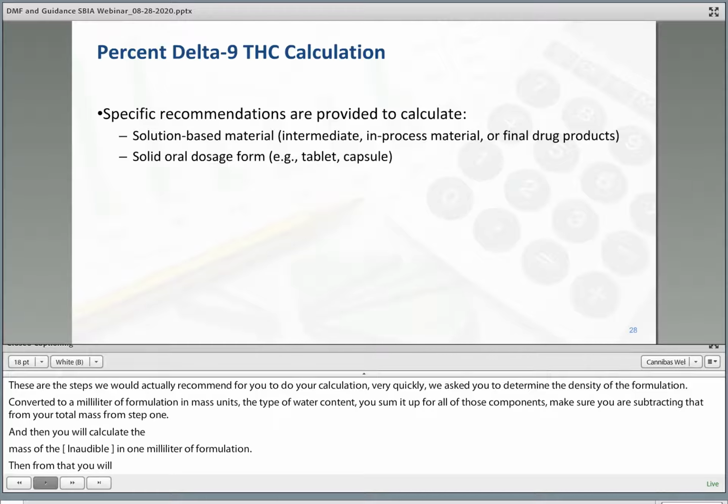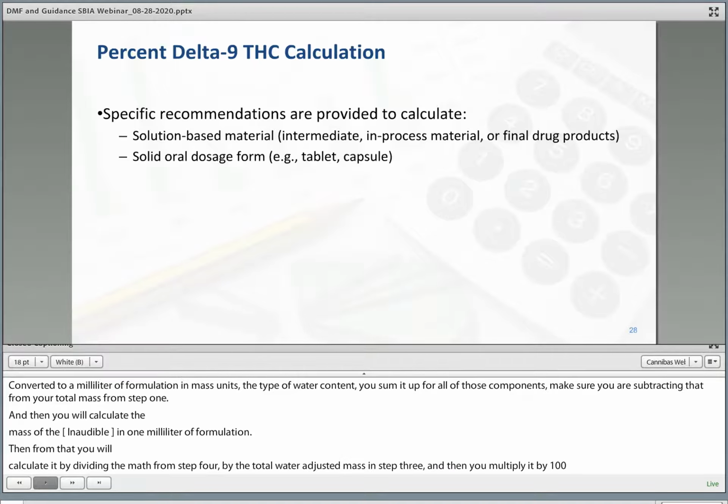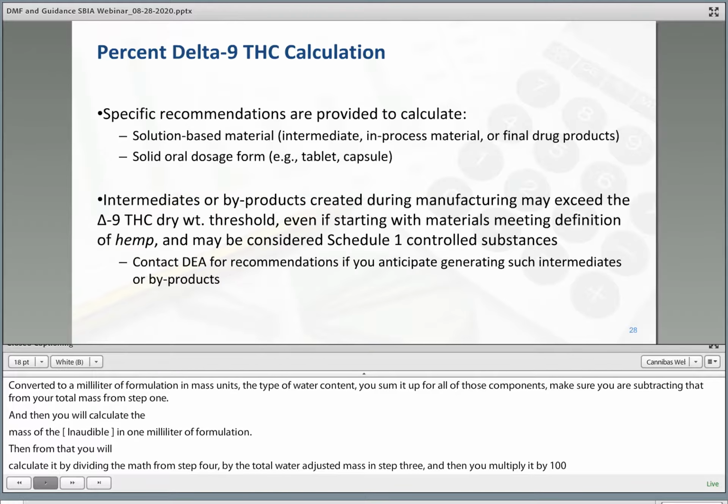And so, as I had mentioned, there was that one specific recommendation for the solution-based material, but we also have some for solid oral dosage forms, tablets and capsules, which you can check out.